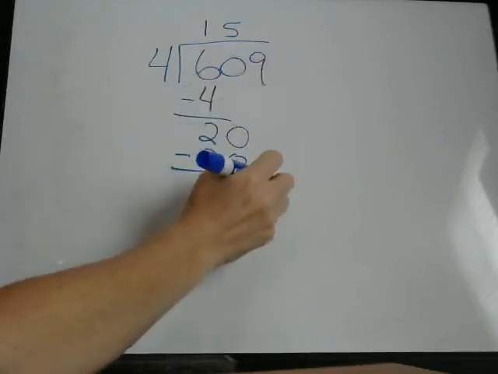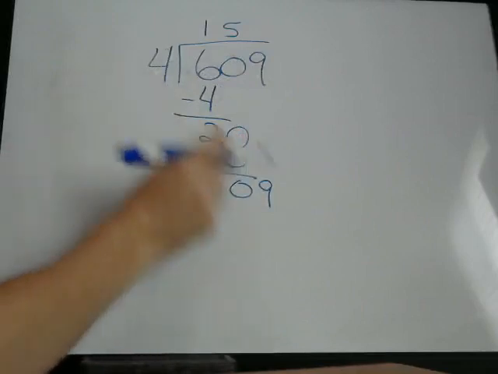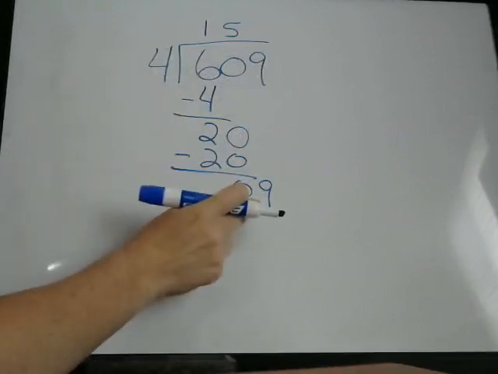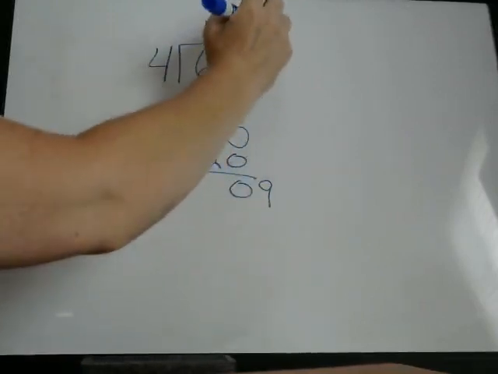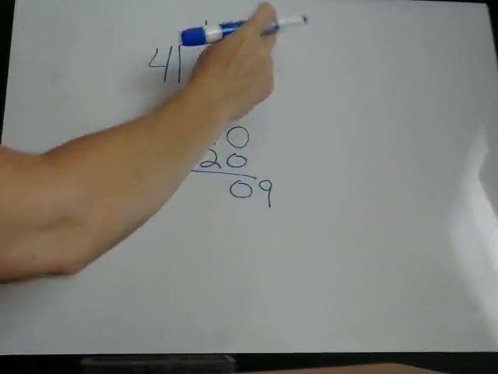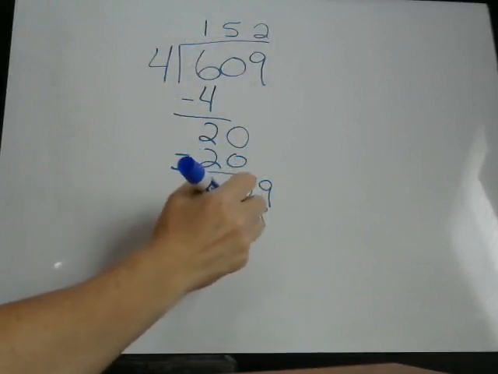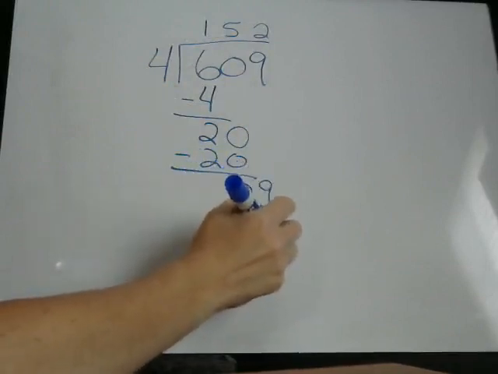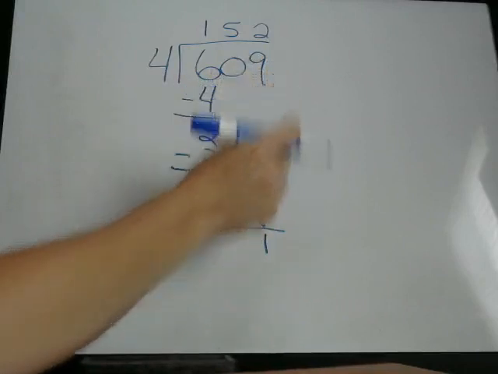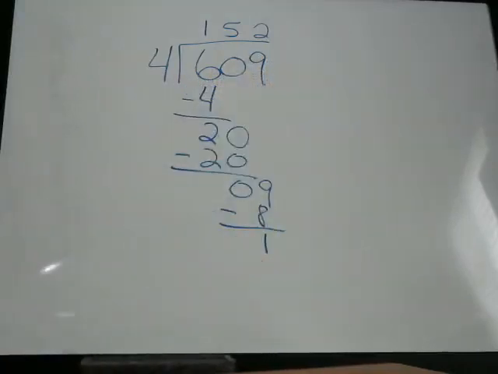Bring a number down. 9. How many times does 4 go into 9? It can go twice. So above the 9 we write 2. Do a multiplication. 2 times 4 is 8. Write that number down. Do a subtraction. 9 minus 8 is 1. Now, we have one left over, and that's called the remainder. So if the question is asking for what's the remainder, it's 1.